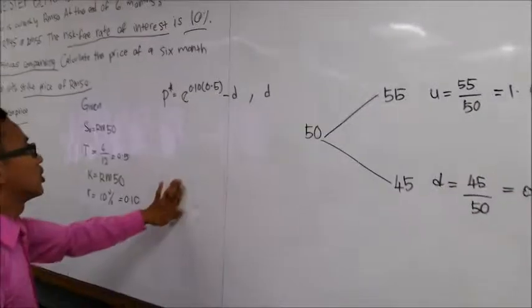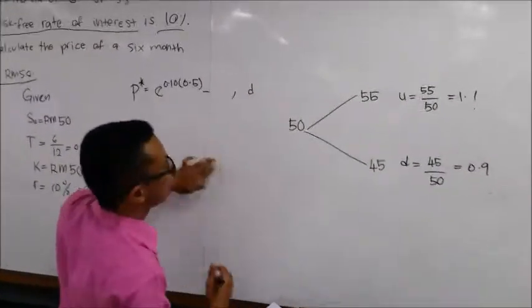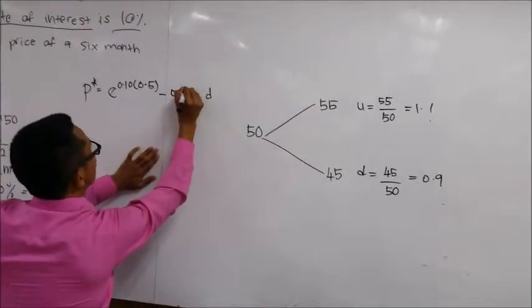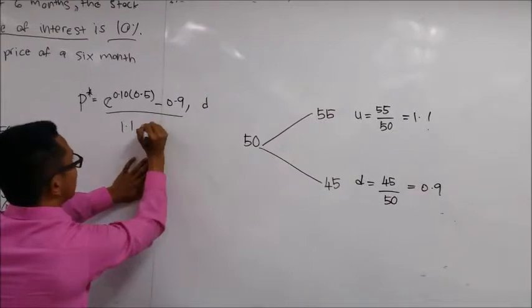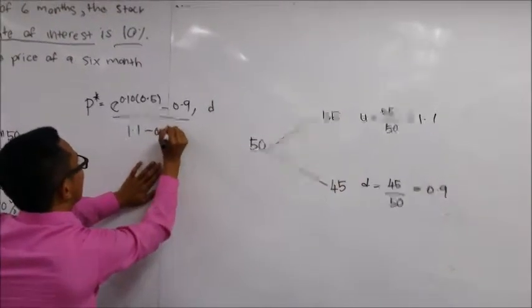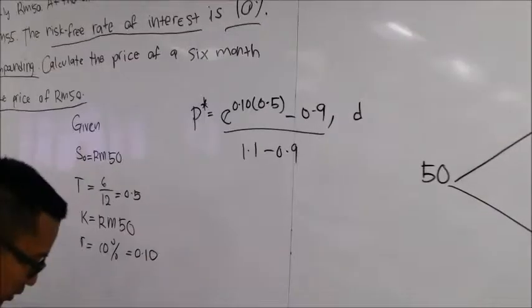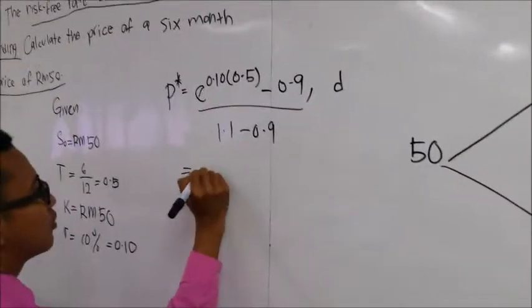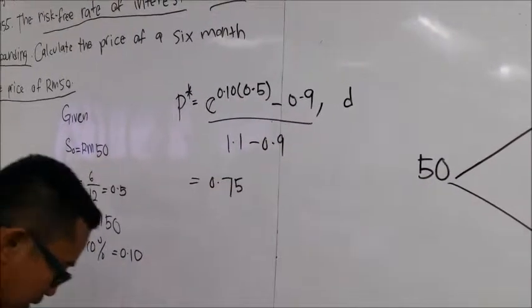We substitute into the formula. The d is 0.9, divided by 1.1 minus 0.9. Finally, we get for p star 0.7564.